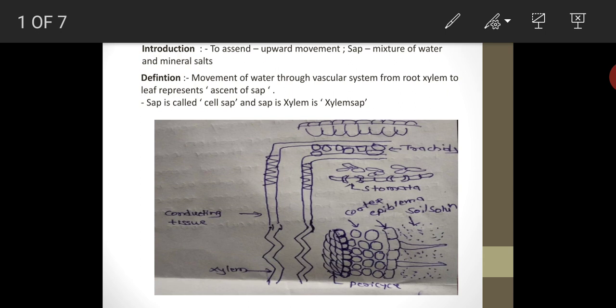Like that, from xylem of the root, the water is conducted by the xylem tissue to the xylem of the stem. From stem xylem, it will be conducted towards the xylem of the leaf, and from leaf xylem, part of the water will be utilized for photosynthesis, and the rest of the water will be evaporated through the stomatal opening pores of the leaf surface, and it will be given in the form of vapors to the atmosphere. So this is what we see in this figure.